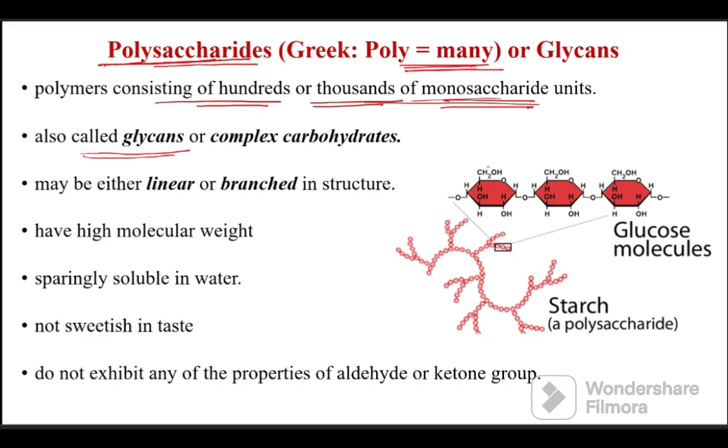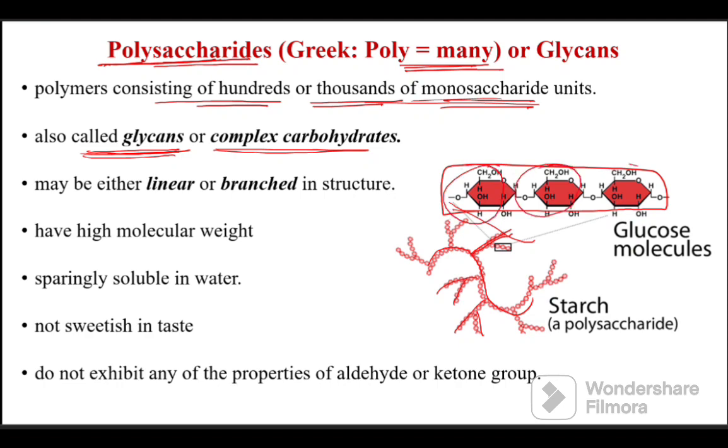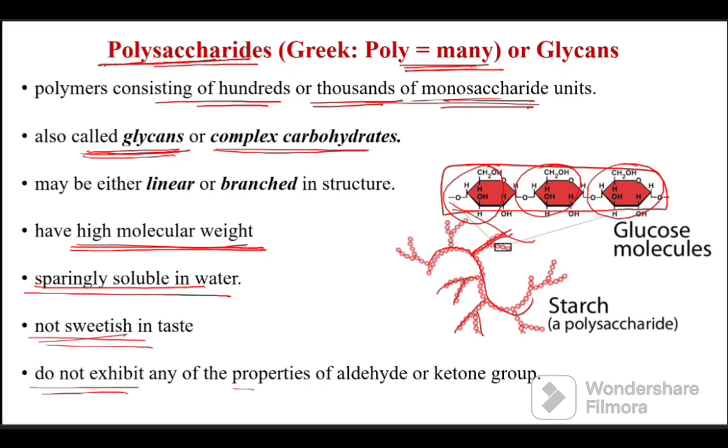These are also called glycans. The other name of polysaccharide is glycans or complex carbohydrates. And coming to the structure, these monosaccharides can be in a linear fashion or they can have a branched structure. Because these are made of hundreds and thousands of sugar units, they have very high molecular weight, they are sparingly soluble in water, they are not sweet in taste, and they do not exhibit any properties of an aldehyde or ketone group.